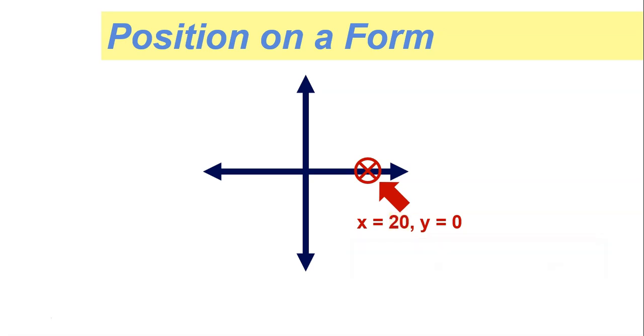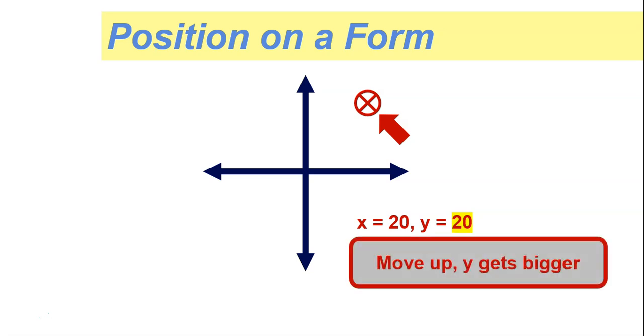Now, if I go up and down, that would obviously affect the Y value. So the Y value is changing. In that case, when you move up, the Y gets bigger. When I move to the right, the X gets bigger. So that's what we learned in mathematics at school.